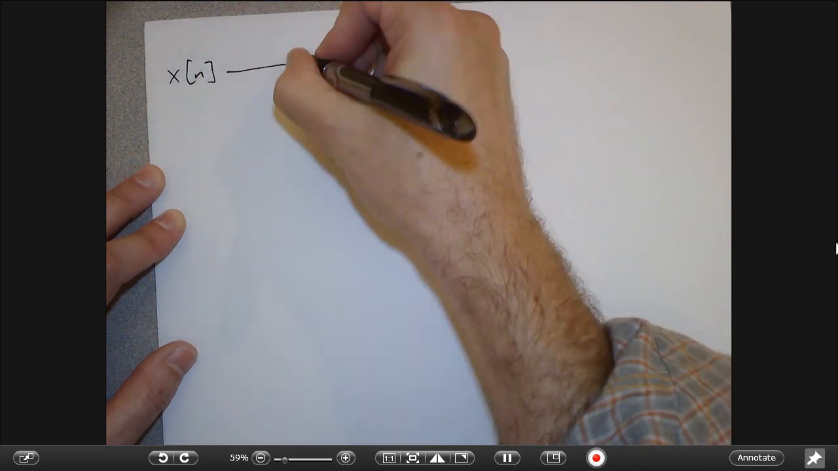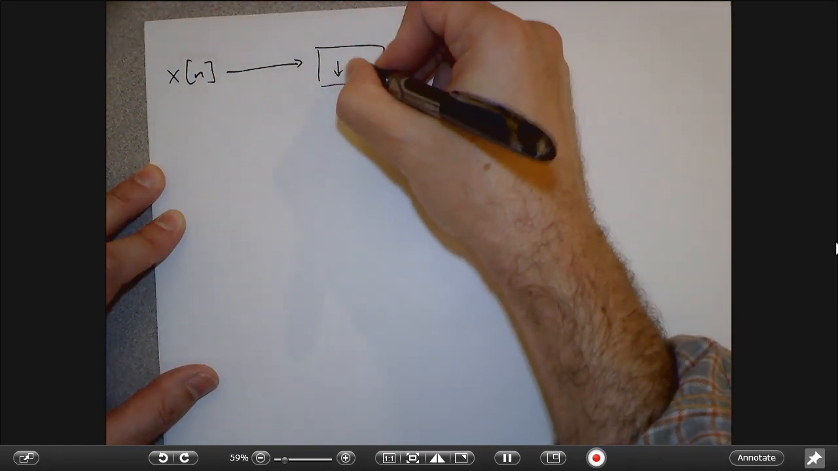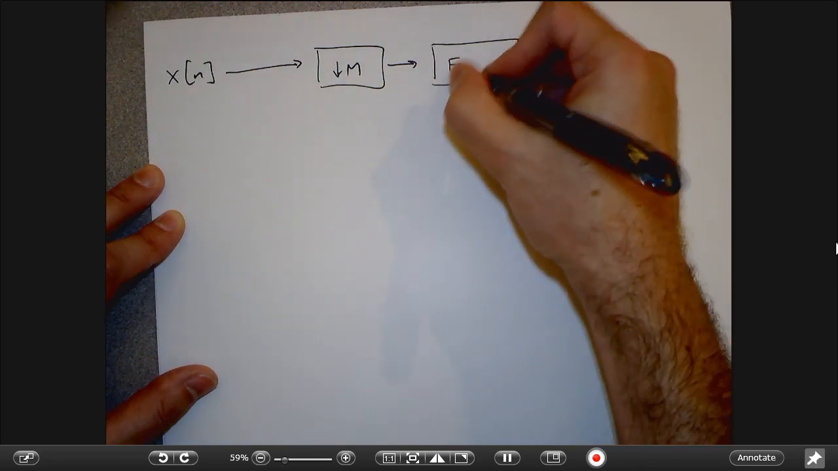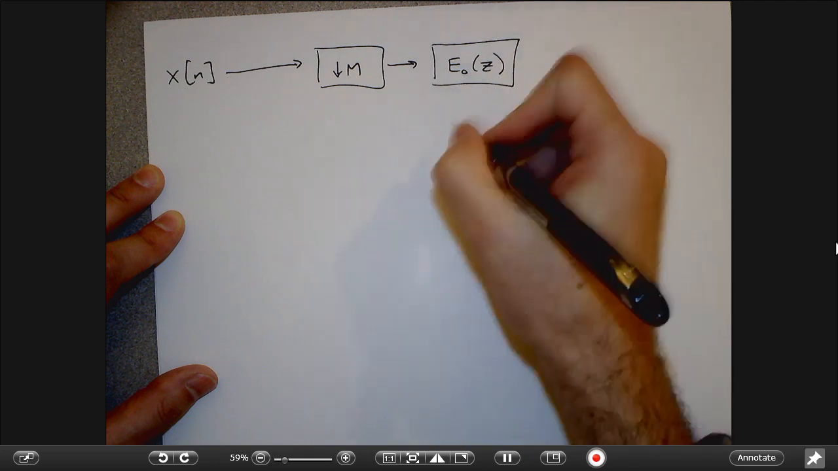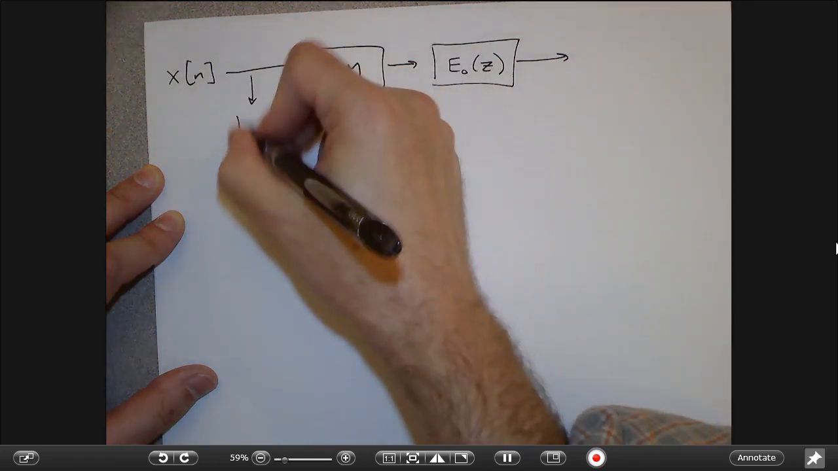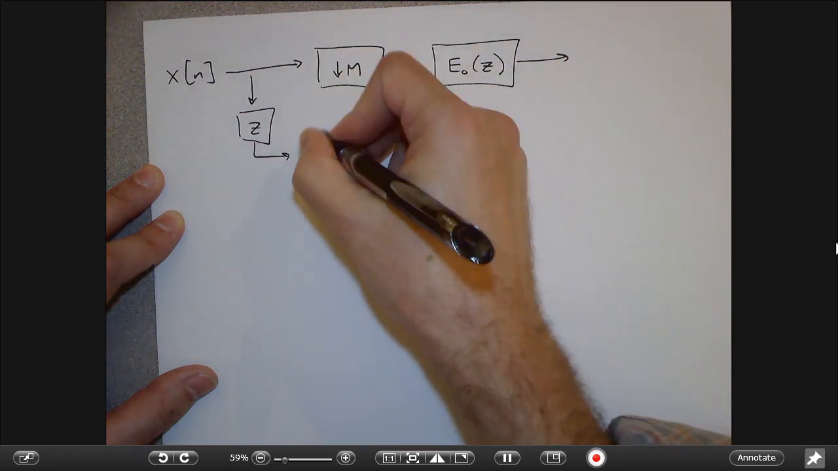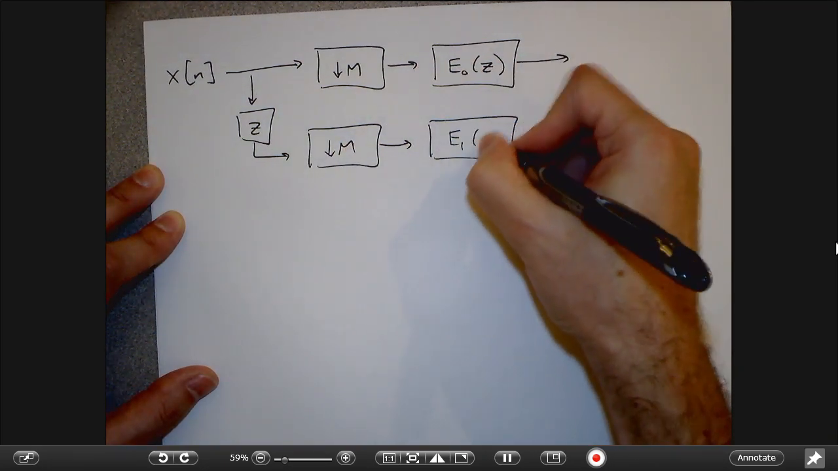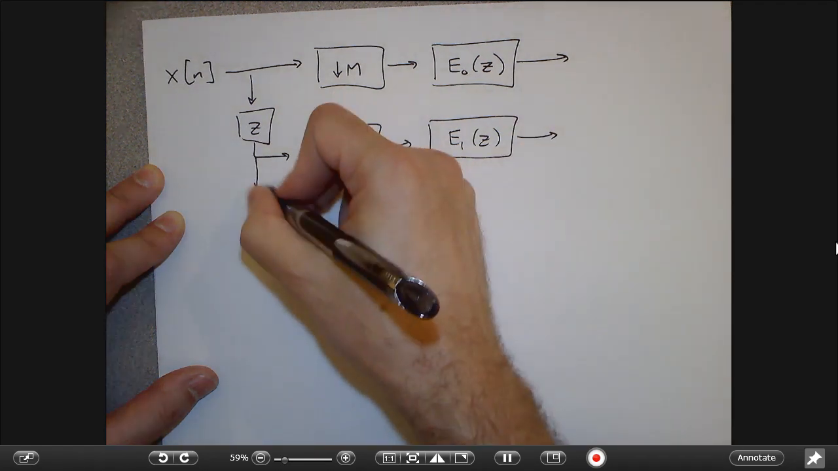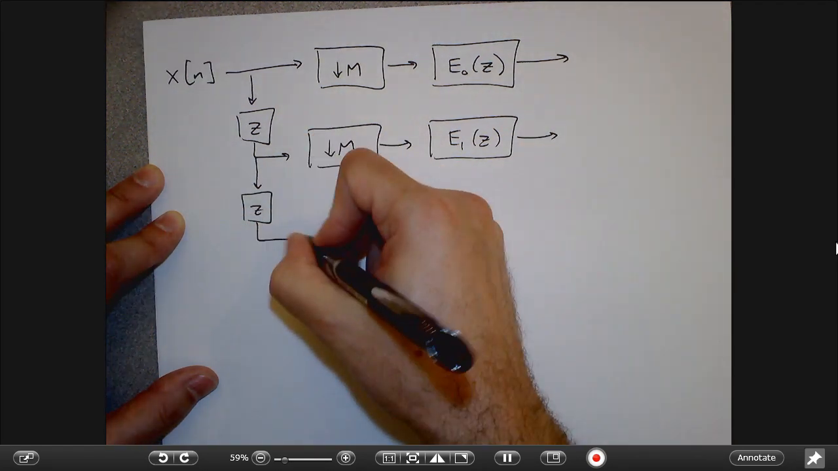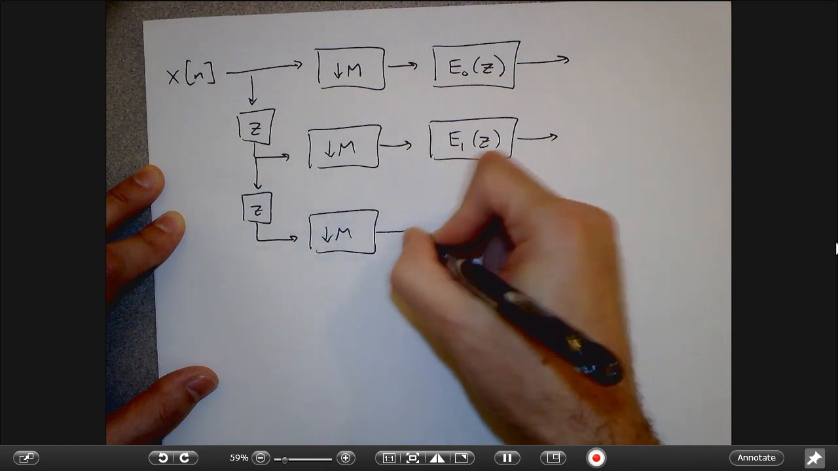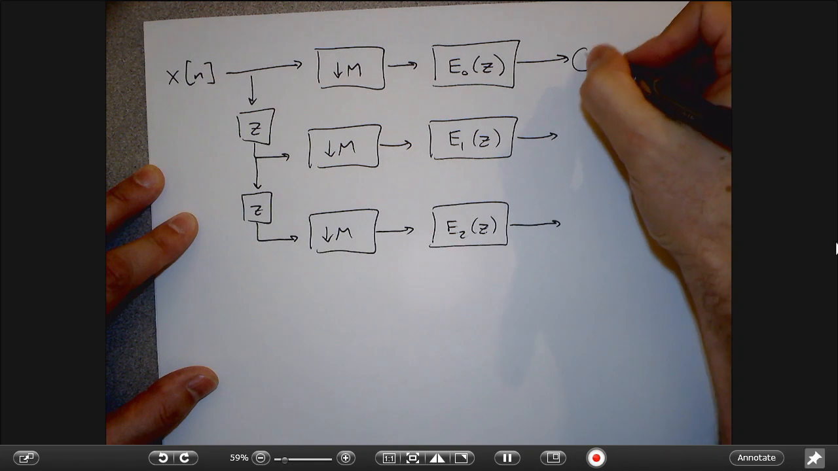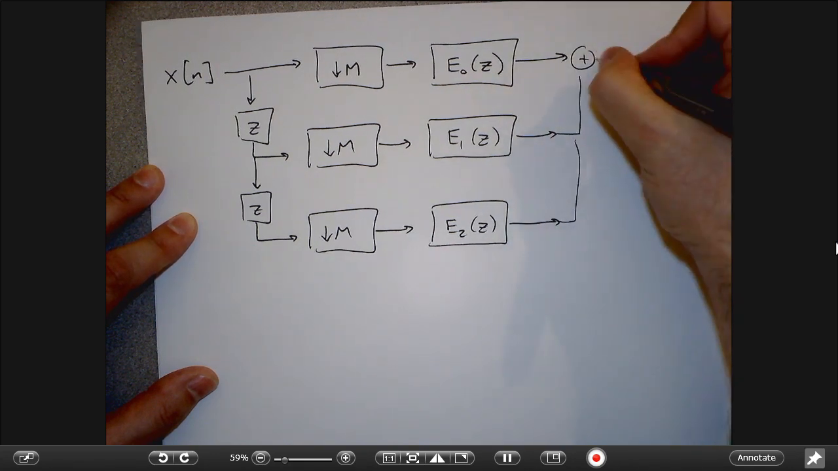first up here downsample my signal, right? Then I'm going to filter it with this shorter Z transform. And the same thing applies here. So I'm going to downsample, and I'm going to filter this with this guy. And again, I'm going to add these guys all up at the end, and that's going to give me my output.